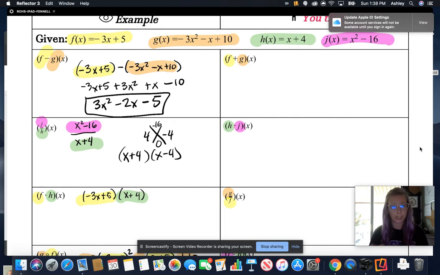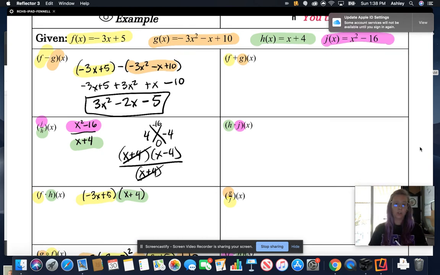Remember, all we're doing is creating an equivalence here. So x squared minus 16 is equivalent to x plus 4 times x minus 4. That's why we can do this. And then this is all being divided by x plus 4. Well, now I have an entire term that I can cancel out. So that goes away, and we're left with x minus 4 simplified after my division.